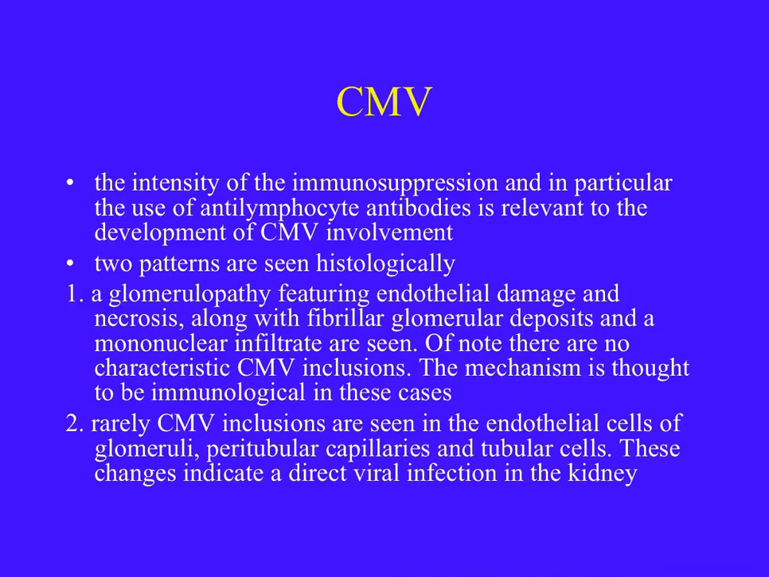The first one is a glomerulopathy with endothelial damage and necrosis, along with fibrillar glomerular deposits and a mononuclear infiltrate present. There are no characteristic CMV viral inclusions present in these cases, and the mechanism is thought to be immunological. The second pattern of injury, which is rarely seen today, comprises CMV viral inclusions in the endothelial cells of the glomeruli, of the peritubular capillaries, or even within the nuclei of the tubular cells. These changes indicate a direct viral infection in the kidney.